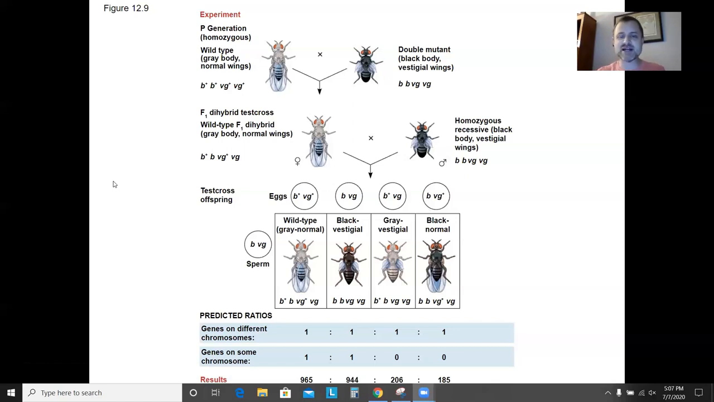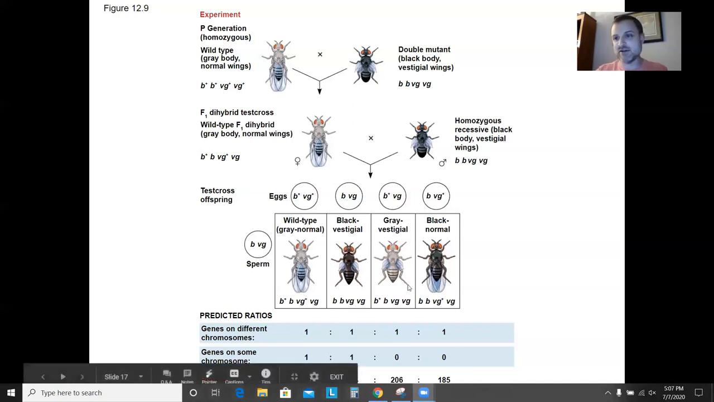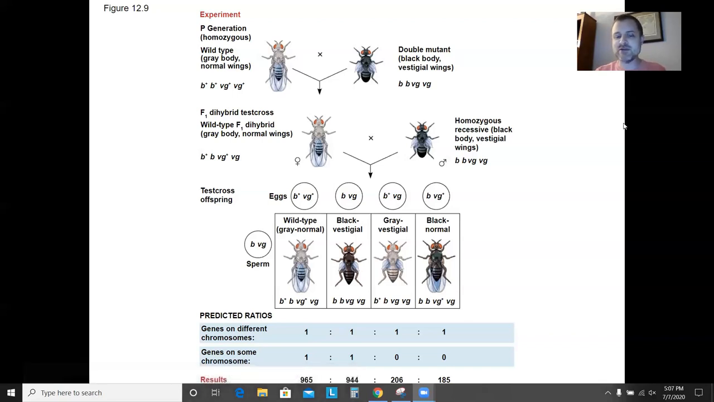This particular diagram I find to be overwhelming because this is a lot of information. I want us to look at the numbers down here, okay? I don't want you to get hung up on the Punnett square, because I don't think the AP exam would have you do a Punnett square like this. So just bear with me here.